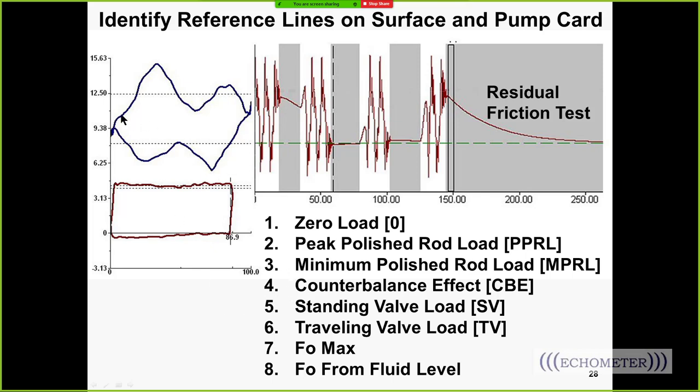The counterbalance effect line is going to be right in the middle, but we didn't measure it here, so you don't have a measured counterbalance effect line, but it's usually about halfway between the traveling valve load and the standing valve load. Standing valve load is right here, which is the weight of rods and fluid, and if you notice that we stopped right there, the measured load in red is equal to or very close to the calculated green dashed line. Your rod string and your oil and water production that you typed in is used to calculate that dashed green line, which is the theoretical weight of rods and fluid.